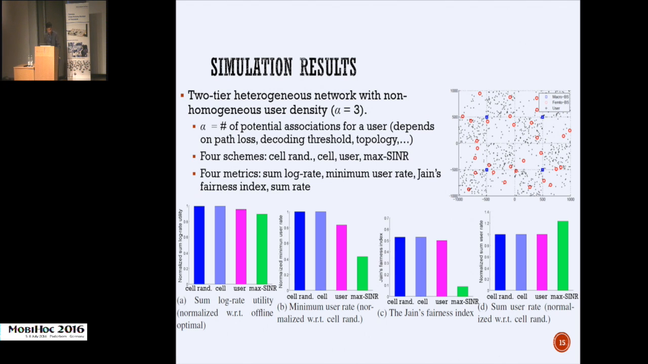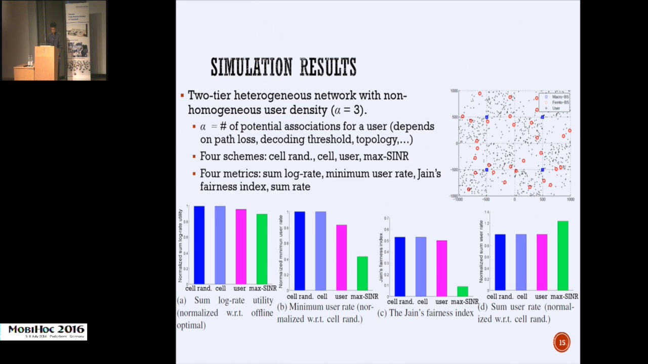So we compare 4 schemes: the randomized cell-centric scheme, the deterministic cell-centric scheme, where we use cell to denote that, a user-centric scheme, and a max SINR scheme. In the max SINR scheme, a user just associates with the base station that gives the highest SINR value, independent of the system load of that particular base station. So it just connects to the base station that gives the highest SINR, ignoring the load of that base station.